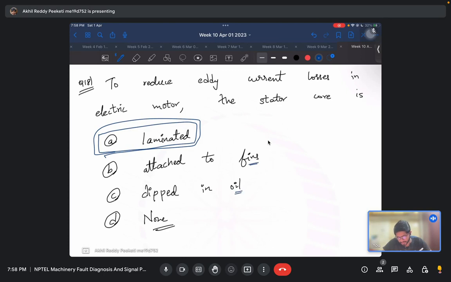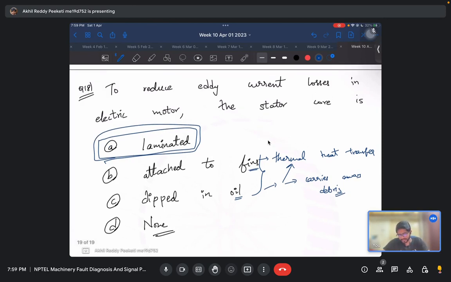Attaching to fins or dipped in oil will help in thermal heat transfer. Oil also helps in that, plus oil also carries away debris due to any wear and tear. Okay, so the eddy current losses are actually solved by using a laminated stator core.